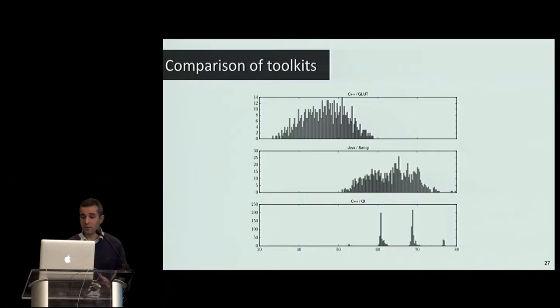So thanks to the repeated measures, we can also see the distribution of latency. This plot shows a clear difference between Swing and Hoot, so the two bottom pictures. And this is certainly due to a scheduling system in Hoot. But to really explain the differences between the toolkits, we have no definitive explanation.